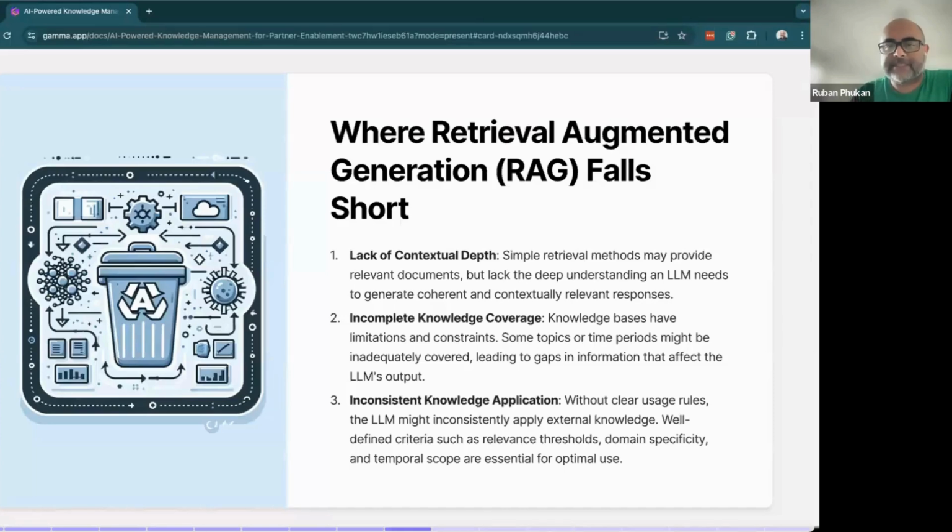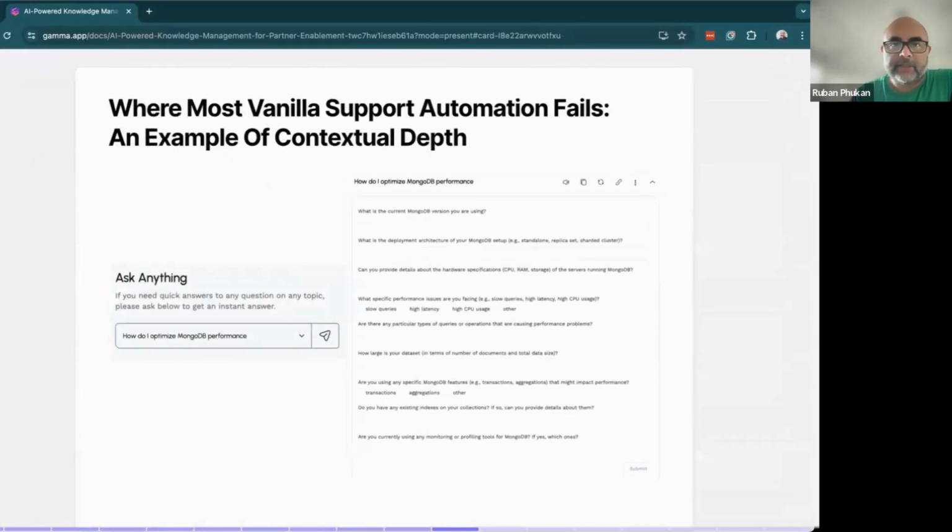And finally, with the RAG-based approach, we see that the application of knowledge becomes inconsistent, because if there are no clear rules that are defined, the answers that are being produced lack efficient guardrails or domain centricity, right? And if there are no relevance thresholds assigned to the quality metrics, it will apply that knowledge inconsistently. So at the end of it, the response that is being generated may not always be accurate, or even relevant for the user. So these are some of the limitations that we have seen with the vanilla RAG-based approach, right? So here is an example of where the vanilla implementation of support automation fails, right?